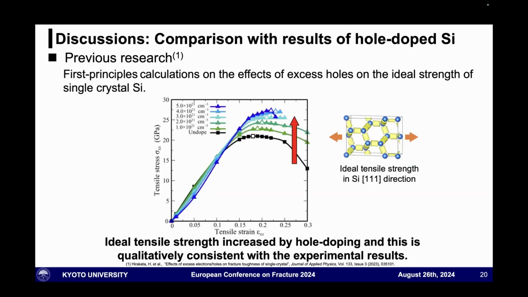In the previous research, a first principle calculation on the effect of excess electrons and holes on the ideal strength of single crystal silicon was performed. This is the result of the strain-stress curve of single crystal silicon with different hole densities. According to these results, ideal tensile strength increased by hole doping, and this is qualitatively consistent with the experimental results.